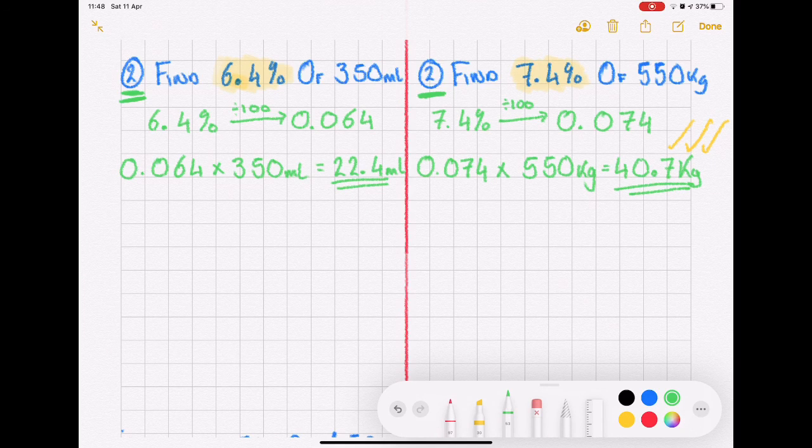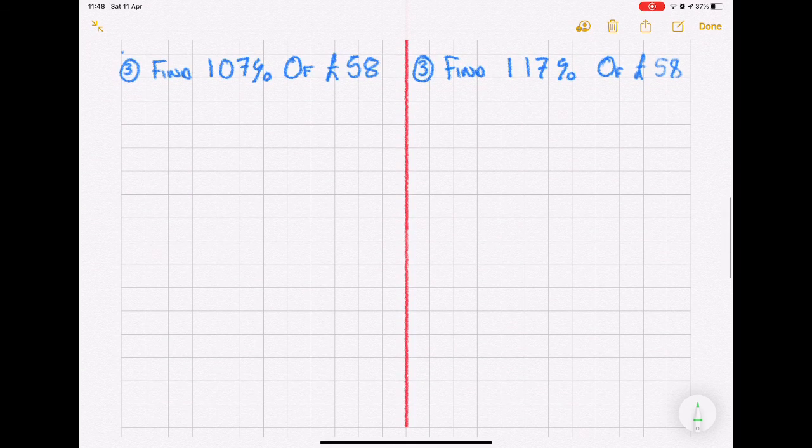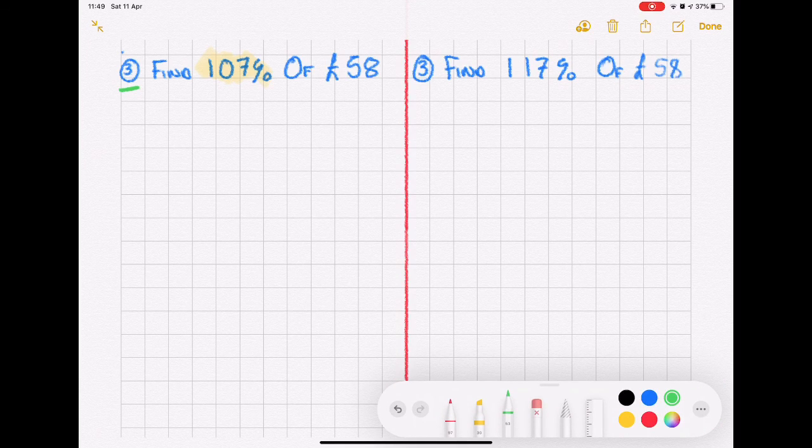Okay, now our third and final example that we're going to look at today. This one on the left hand side here. So find 107% of £58. Now this one is different from the first one because our percentage has got 100 in it. It's a 3-digit percentage. And it's different from the second one because our second one was a decimal percentage. But this is no different to anything else. The process still holds up for this type of question.